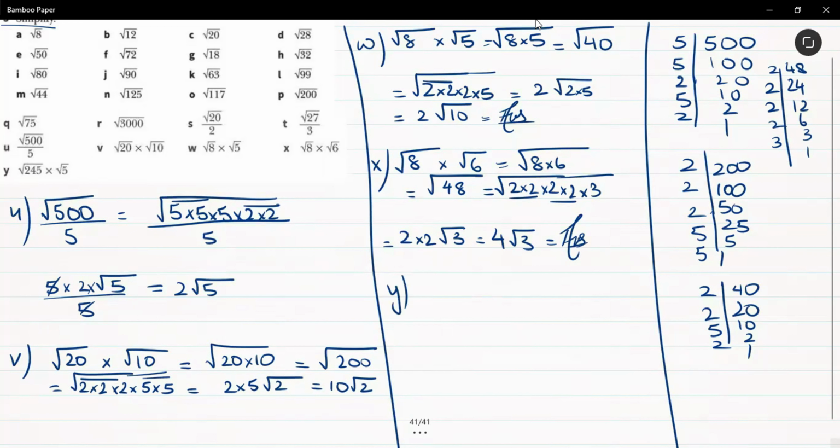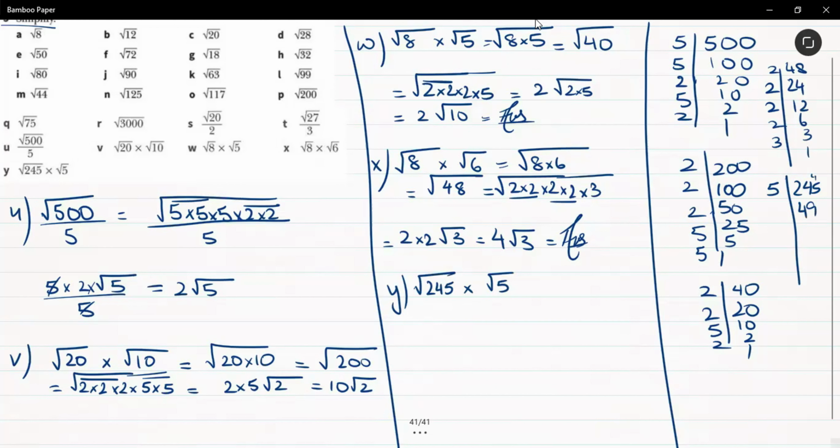And the last part for question number 3 finally is under root 245 multiplied by under root 5. So basically we could do it in 2 ways. We could simply find out what the LCM of 245 is. The reason I'm doing this is because I think we will get an under root 5 inside. So 5 4s are 20, 5 9s are 45. So 49 multiplied by 5.